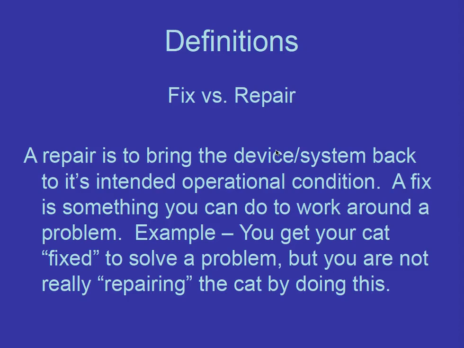For example, if the wires are broken in an electronic circuit and you somehow fixed it by soldering it, there is a chance that in future it can break, because you fixed it for that particular time and the connection is not that strong. Here is another example: you can get your CAD fixed to solve a problem, but you are not really repairing the CAD by doing this. So I hope you understand the difference, and let's move on.